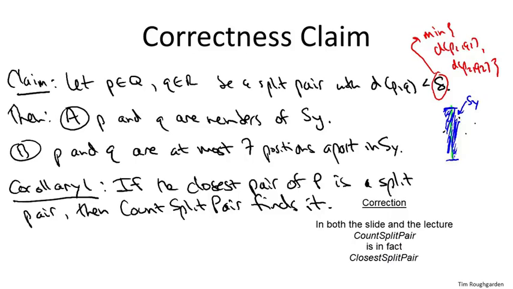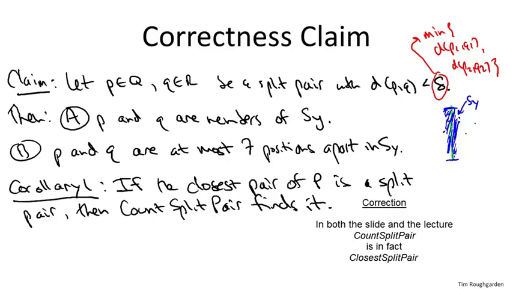What are the criteria that are necessary for count split pair to examine a pair of points? Well, first of all, the points P and Q both have to survive the filtering step and make it into the array SY, right? So count split pair only searches over the array SY. Secondly, it only searches over pairs of points that are almost adjacent in SY, that are only 7 positions apart. But amongst pairs of points that satisfy those two criteria, count split pair will certainly compute the closest such pair, right? It just explicitly remembers the best of them.